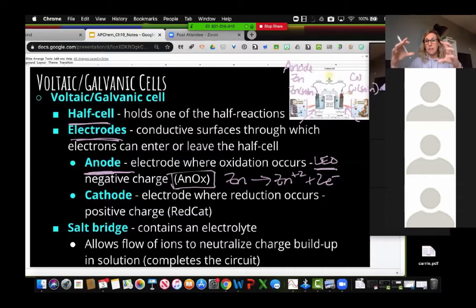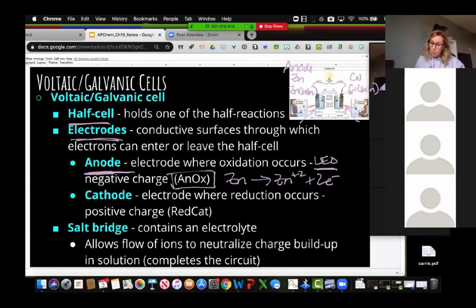When you set these up, it's not always going to have the anode on the left, the cathode on the right. So which one of those beakers is the anode versus the cathode, it really doesn't matter. You could have them flipped. So that's why you always have to look at what's going on inside the beaker to figure out which is the anode, which is the cathode.